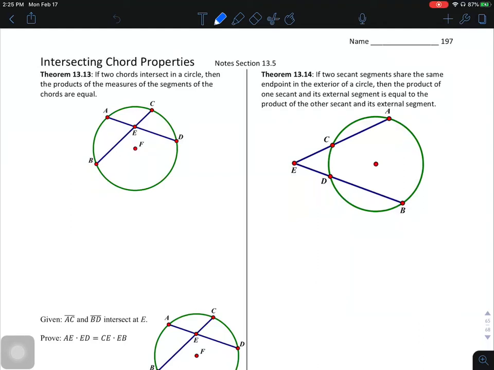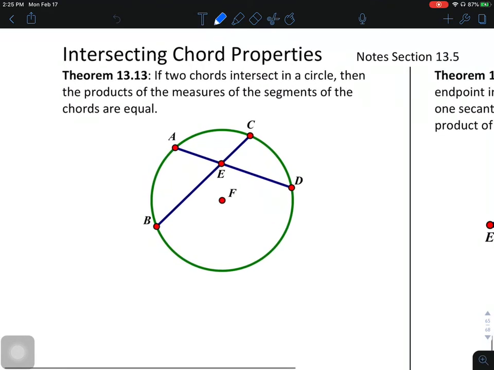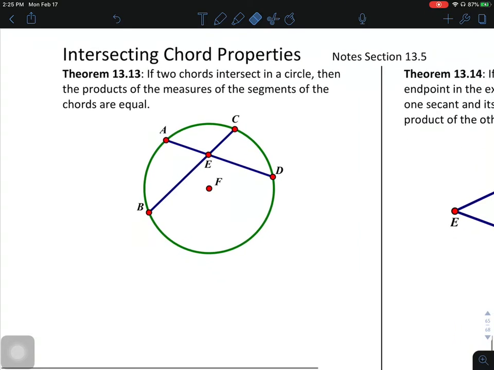Honors Geometry, Note Section 13.5, Intersecting Chord Properties. Theorem 13.13: If two chords intersect in a circle, then the products (that's multiplication) of the measures of the segments of the chords are equal.